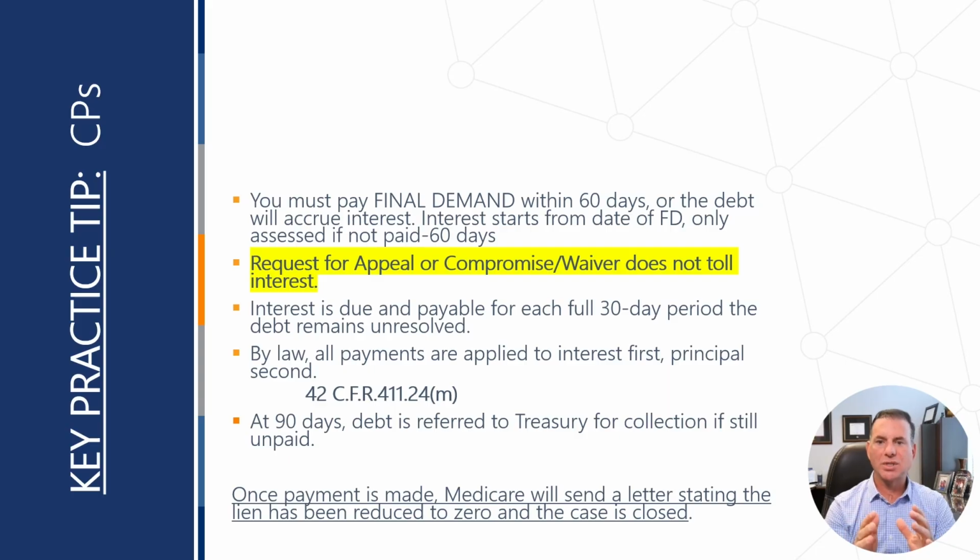Once the 90 days post-final demand expires, the matter gets referred over to Treasury, and then you have a whole mess, because once it gets over to Treasury, it's very difficult to ultimately deal with the situation. Now, once payment is made and Medicare receives it, they'll send a letter stating that ultimately the conditional payment has been reduced to zero and the case is closed for Medicare.